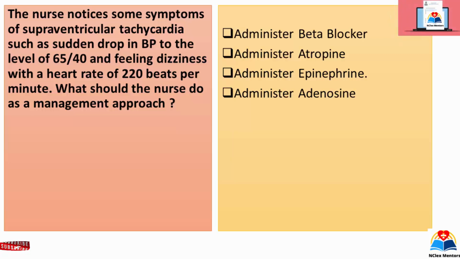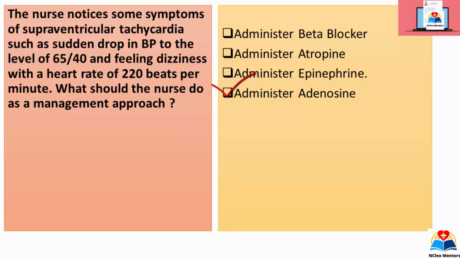Option 1 is incorrect, as beta blockers can further decrease the blood pressure. The patient is already suffering from hypotension. The second option, atropine, is also not correct, as it can increase the heart rate. The heart rate is already very high and may lead to heart failure. Option 3, epinephrine, is also out of the question, as there is no use for it and it further increases the heart rate. The last option, administration of adenosine, is the correct one.